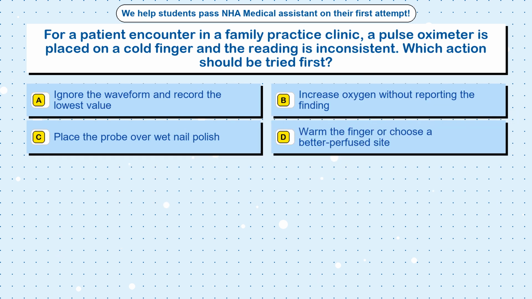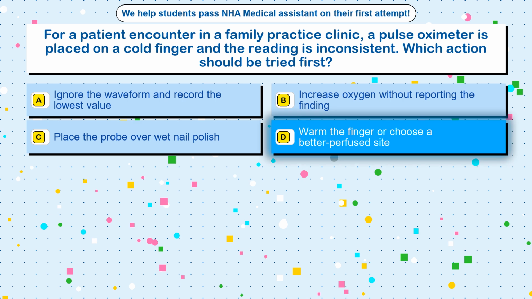Question 62. For a patient encounter in a family practice clinic, a pulse oximeter is placed on a cold finger and the reading is inconsistent. Which action should be tried first? Option A, ignore the waveform and record the lowest value. Option B, increase oxygen without reporting the finding. Option C, place the probe over wet nail polish. Option D, warm the finger or choose a better perfused site. The correct answer is option D, warm the finger or choose a better perfused site.